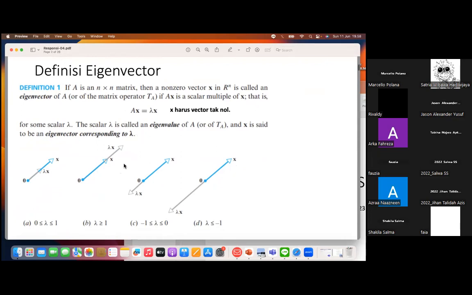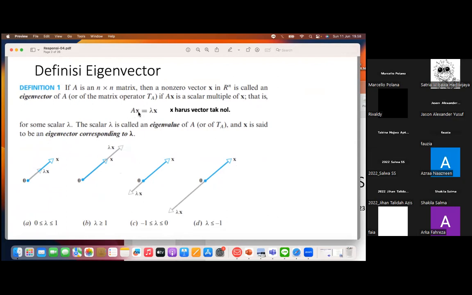So basically, if I have an operator like this, or rather an operation where A is a transformation matrix, if we multiply A to X, let's say we get a matrix like this, a straight line. This transformation is also equivalent to when X is multiplied by a scalar known as lambda. And this lambda is known as the eigenvalue. And the X here is said to be the eigenvector corresponding to lambda.